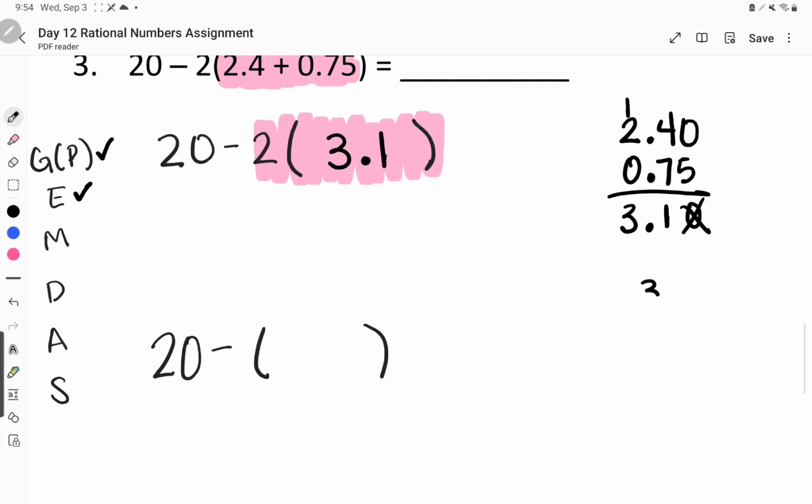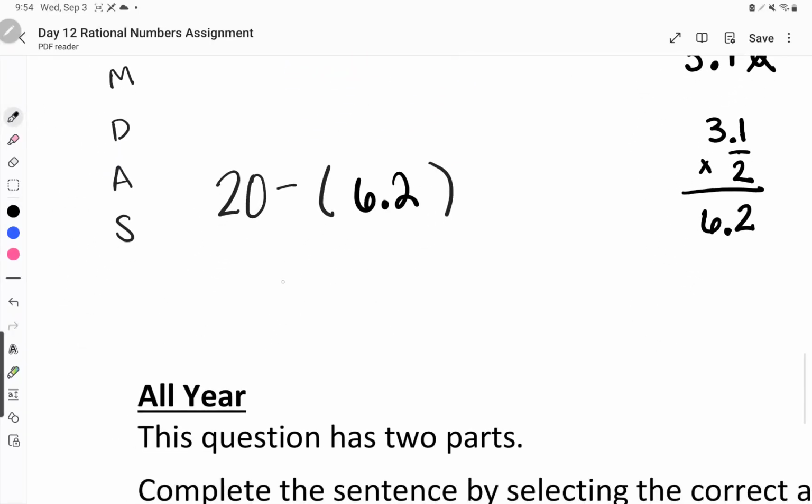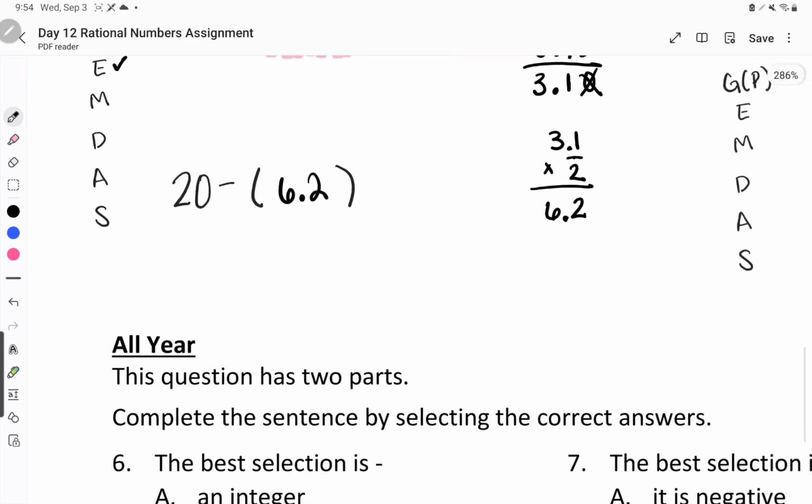We're going to do 3.1 times 2. Remember, I don't have to line up decimals, so I have 1 times 2, which is 2, and then 3 times 2, which is 6, and then I have 1 decimal place. So it's going to give us 6.2. So now I have 20 minus 6.2. We don't have any division, we don't have any addition, and so we're on subtraction. So we do 20 minus 6.2.